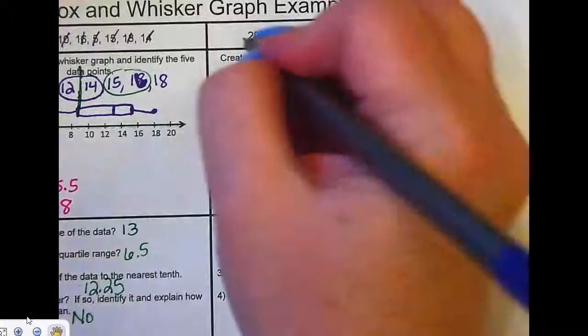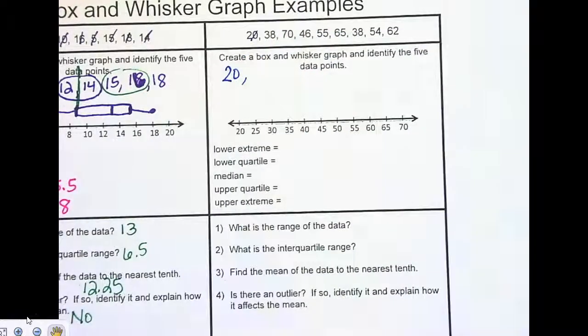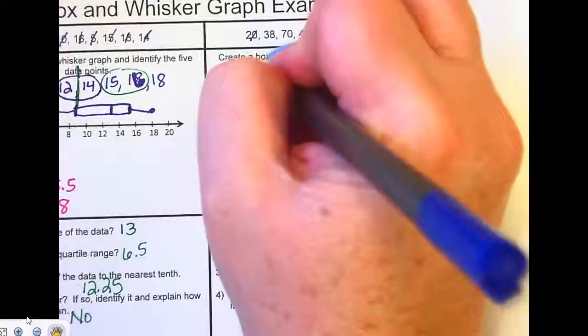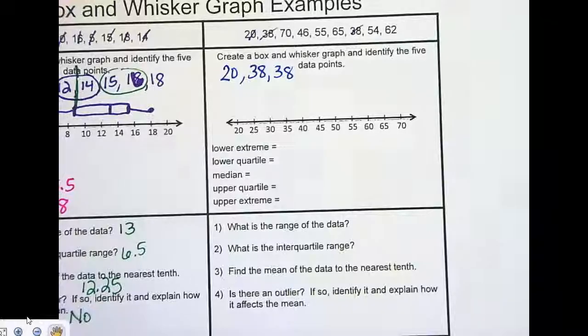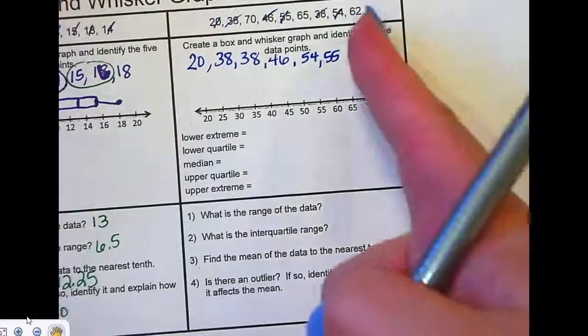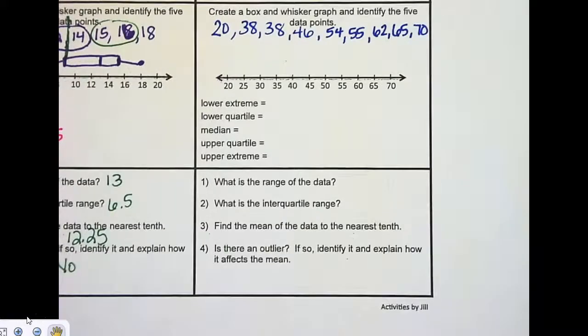So our lowest number is 20. And next is going to be, and how many 38s are there? 2. And 46. And 54. 55. 62. 65 and 70. Did I get them all? Yeah. All right. First thing you do, step 1, put them in order from least to greatest.